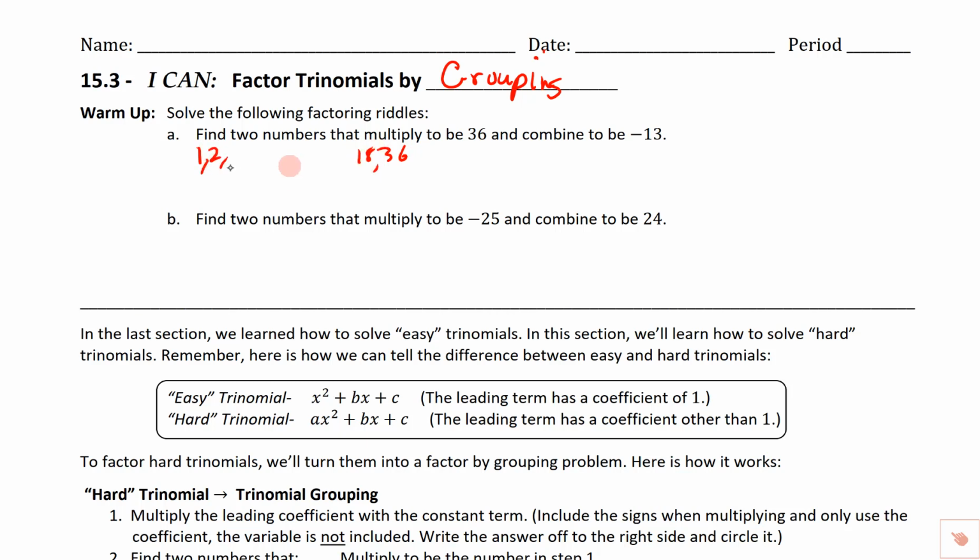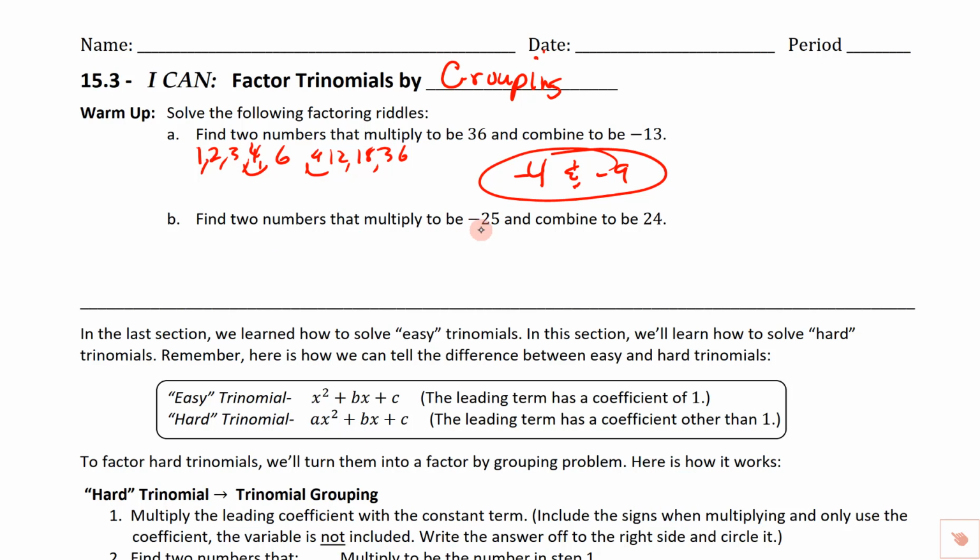2 and 18, can't make a 13 out of those. We've got 3 and 12. Let's see, that's close. We could make a 9 or a 15, so we're in the ballpark there. And then we've got a 4 and a 9. Yep, you can make a 13 out of those. And then to finish off this list, that list would finish off with a 6. So we're going to use a 4 and a 9, but remember, if they're going to multiply to be a positive and combine to be a negative, they're both going to need to be negative. So negative 4 and negative 9. So we'll go ahead and circle that. And again, just like before, these are going to come up again, so make sure you keep track of those.